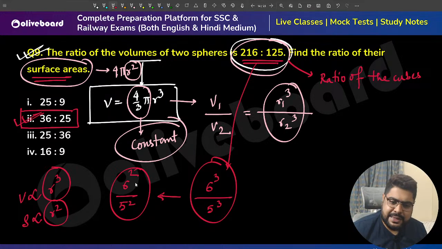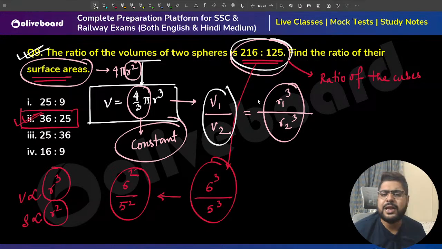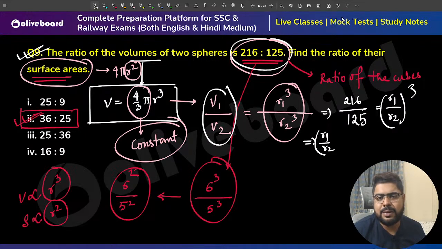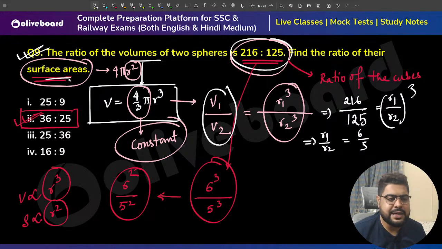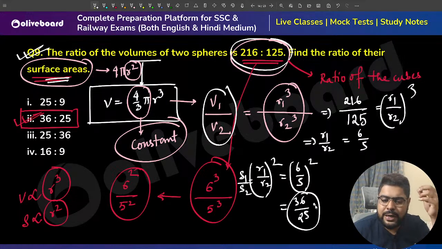Perfect. Now this is a little thinking way. Again, you may say, no sir, I don't want to do that. For that you have V1 by V2 mathematically. 216 by 125 is R1 by R2 whole cube. From there, R1 by R2 is 6 by 5. So the surface area ratio S1 by S2 will be R1 by R2 whole square, that is 6 by 5 whole square, that is 36 by 25. For those who want to do it mathematically, this is the way.